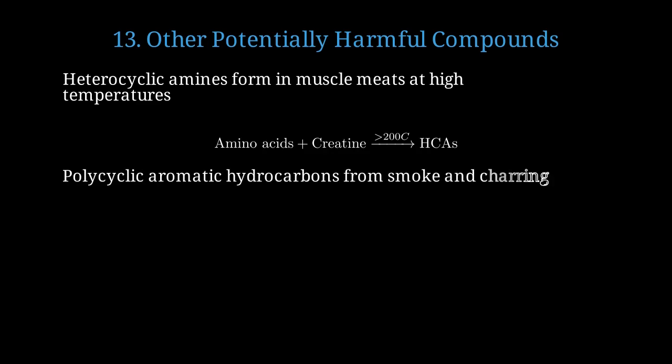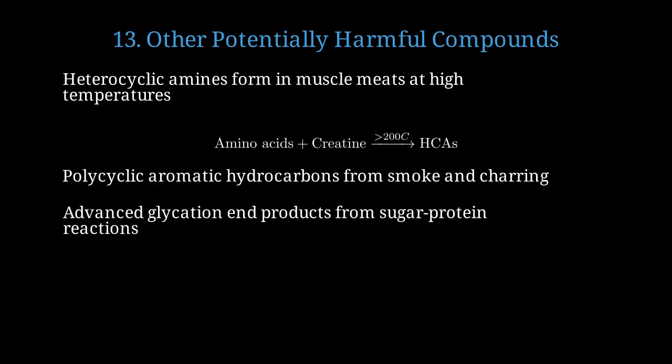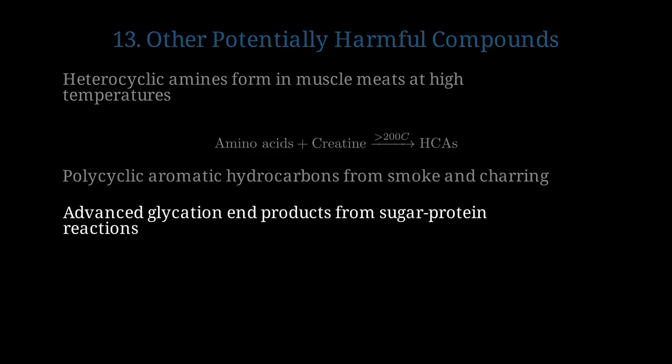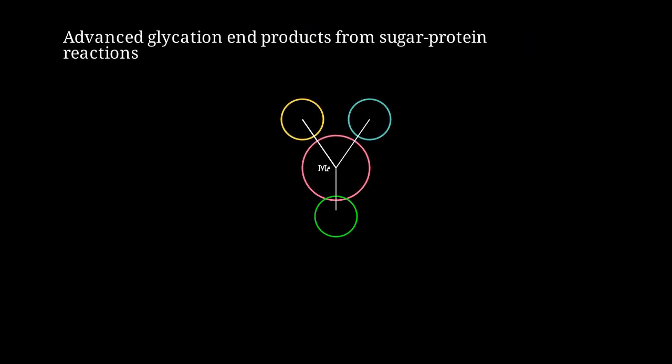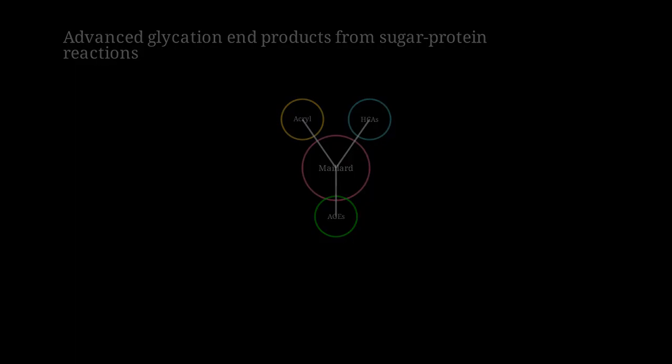Polycyclic aromatic hydrocarbons, or PAHs, form from smoke and direct flame contact with fats. Advanced glycation end products, known as AGEs, also form from sugar-protein reactions and may contribute to inflammation and aging. The Maillard reaction network produces not just acrylamide but also heterocyclic amines and advanced glycation end products under certain conditions. You might wonder, why not just eat everything raw to avoid these compounds?